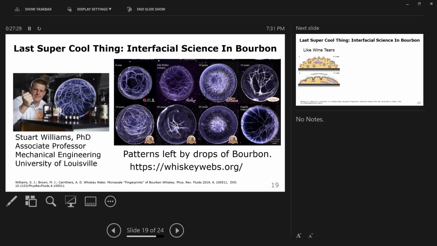because this is really cool. And again, this has lots of really important applications, but bourbon. So there's lots of stuff in bourbon. I mean, by stuff, I mean like particles and surfactant-like materials.